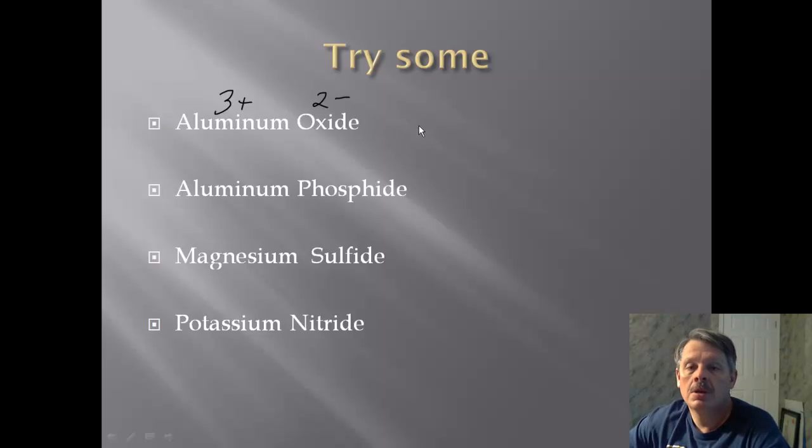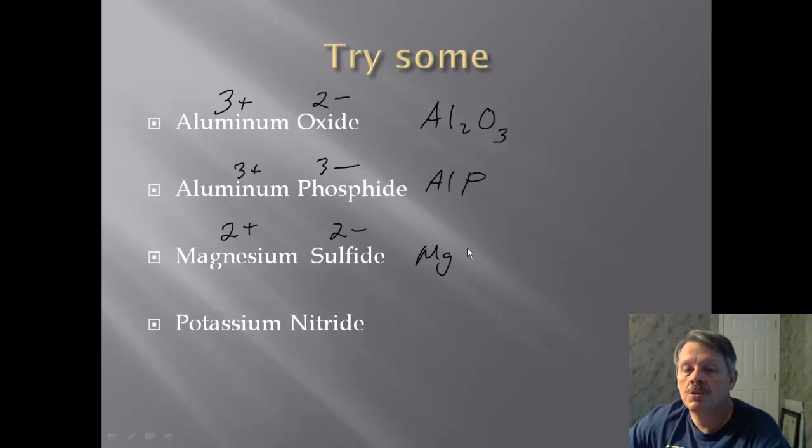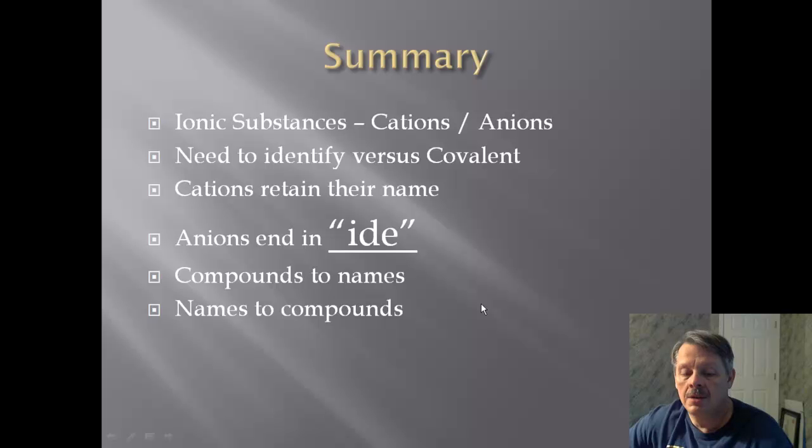Okay, so aluminum oxide, you cross the numbers and you get Al2O3. Aluminum phosphide is 3+, 3-, so it's AlP because the 3's cancel each other out. Magnesium sulfide, 2+, 2-, so this is MgS because they cancel each other out. And potassium is 1+. Nitrogen is 3-. So this is K3N.